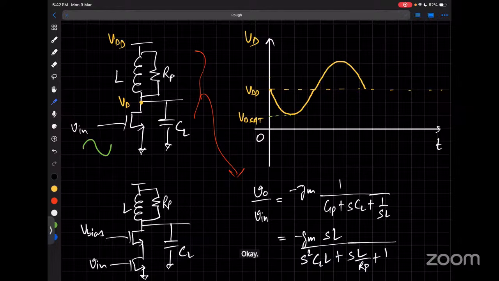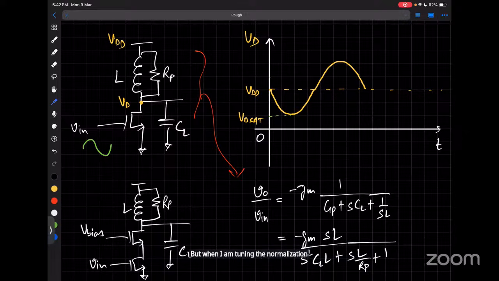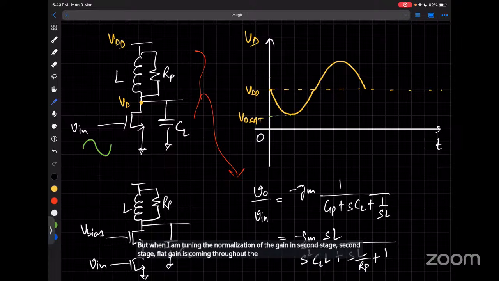Okay, sir. But for the second stage, a very wide band is coming in. The filter is centered at 200 kilohertz and the bandwidth is 20 kilohertz. So that much signal is given to the second stage for normalizing the gain. But when I am tuning the gain normalization in the second stage, flat gain is coming throughout the band up to 100 megahertz. So the out-of-filter noise is also increasing.